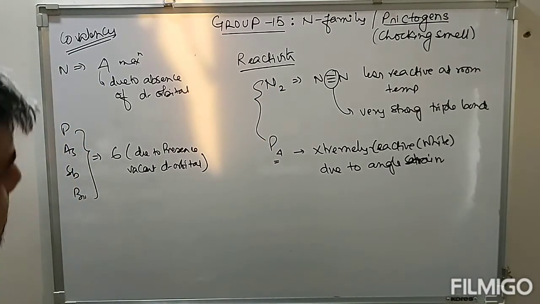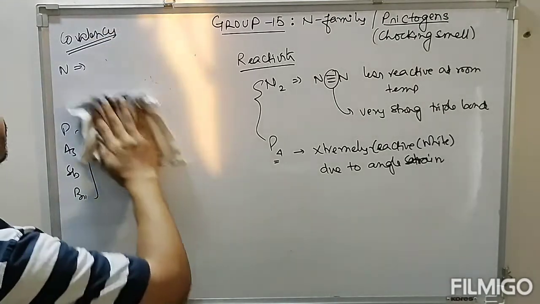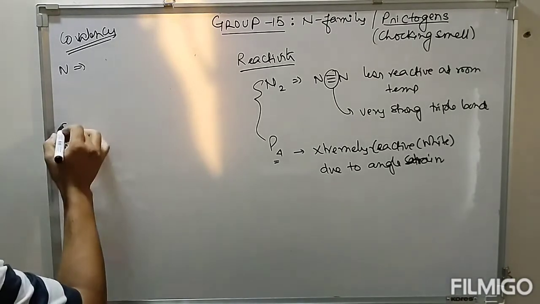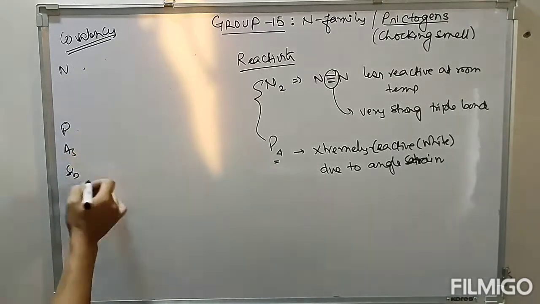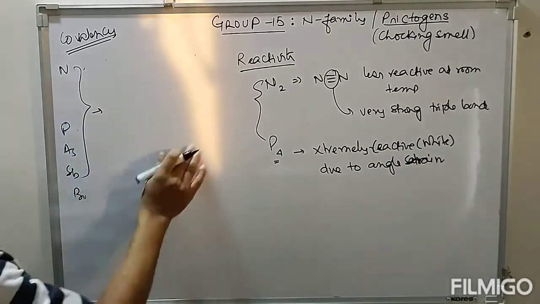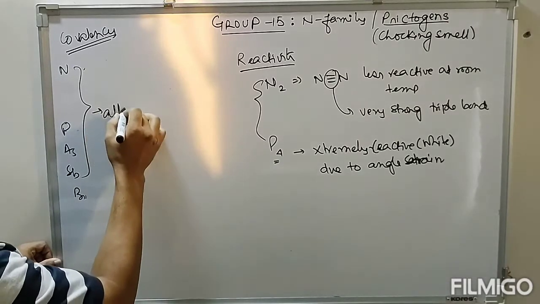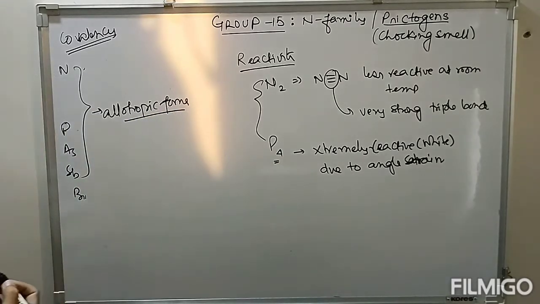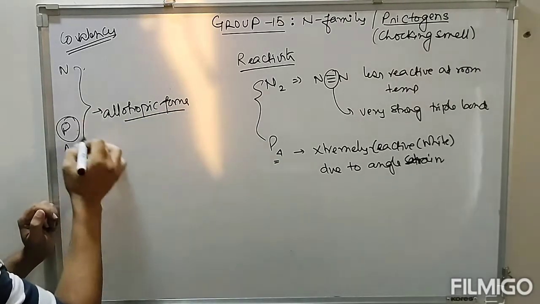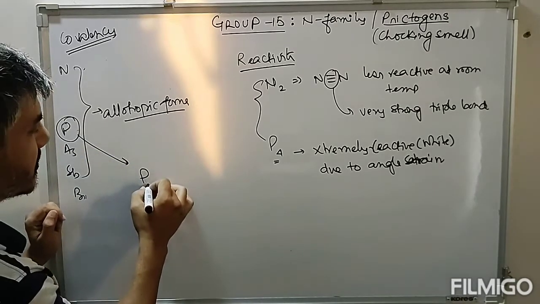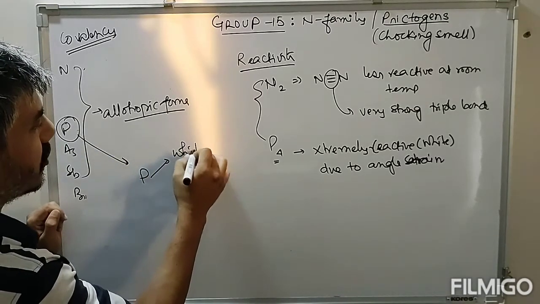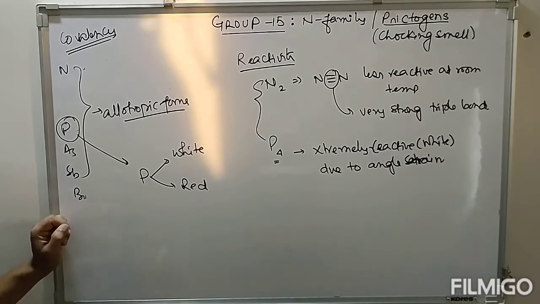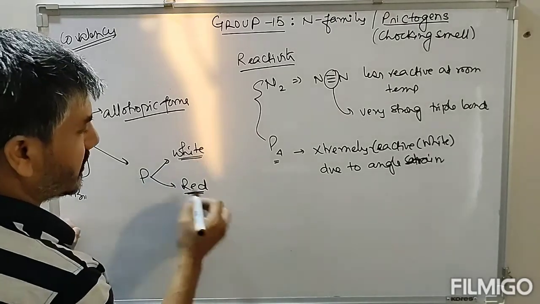So these elements of group 15, that is nitrogen, phosphorus, arsenic, antimony, bismuth, except bismuth, show allotropic forms. Bismuth does not show allotropic forms, and the most prominent of all is phosphorus. Phosphorus exists in white and red forms. There are other forms also. So white phosphorus and red phosphorus.